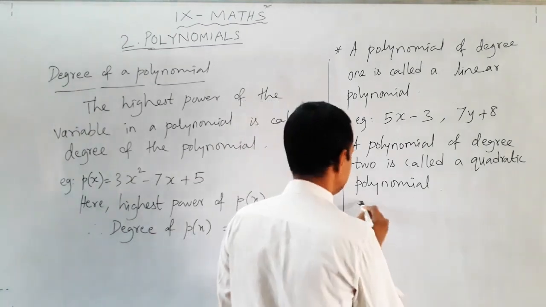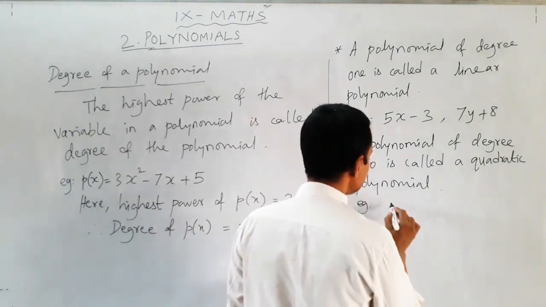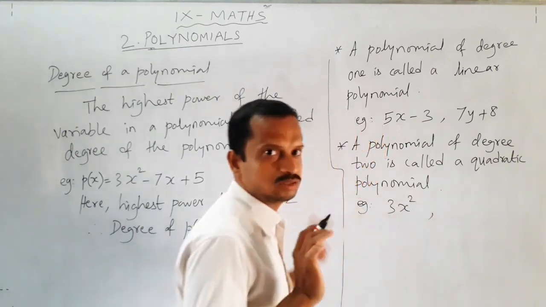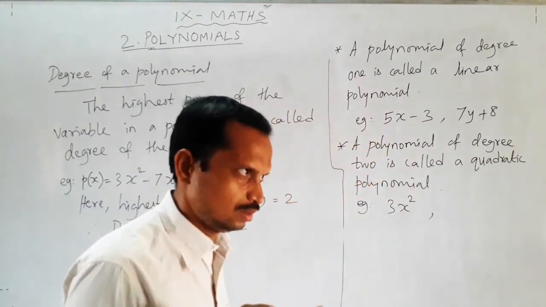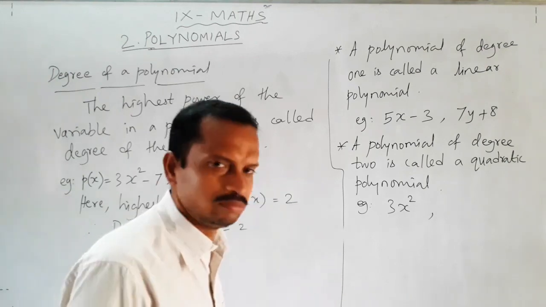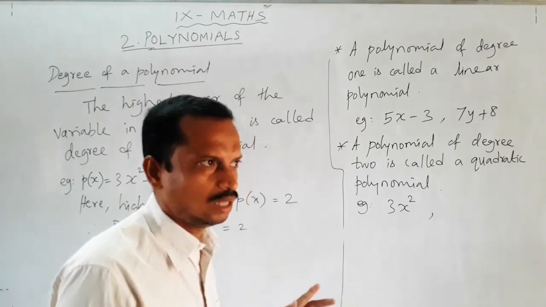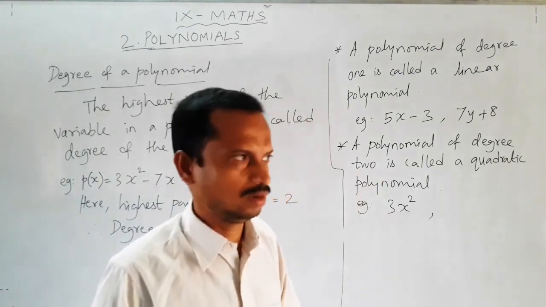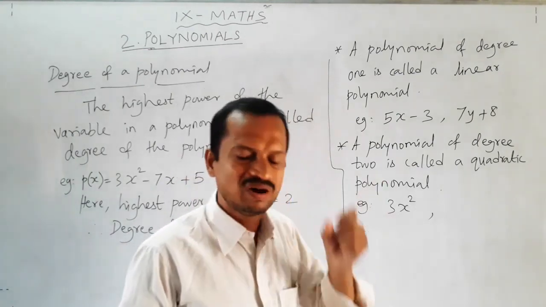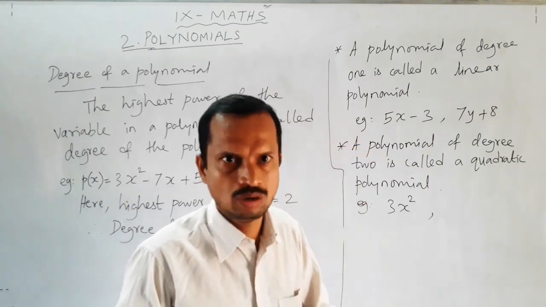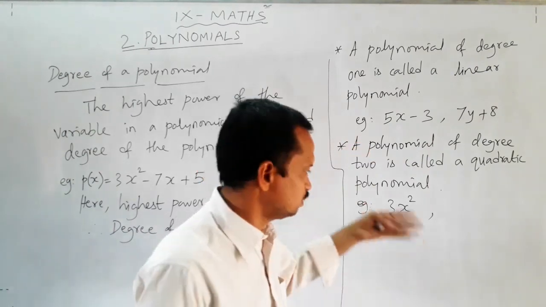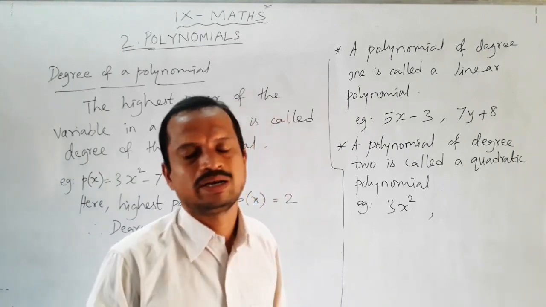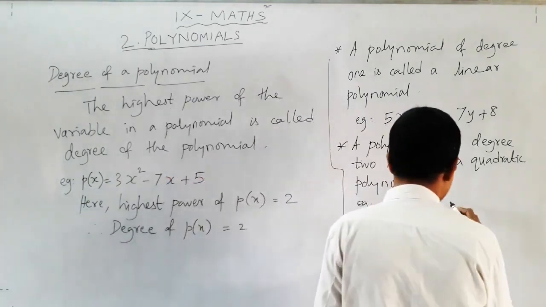Example, 3x square. 3x square means here only one term, but the variable you have to focus on. x is the variable and whose power is 2. So therefore degree 2. The highest power is 2 only. So it is called a quadratic polynomial.